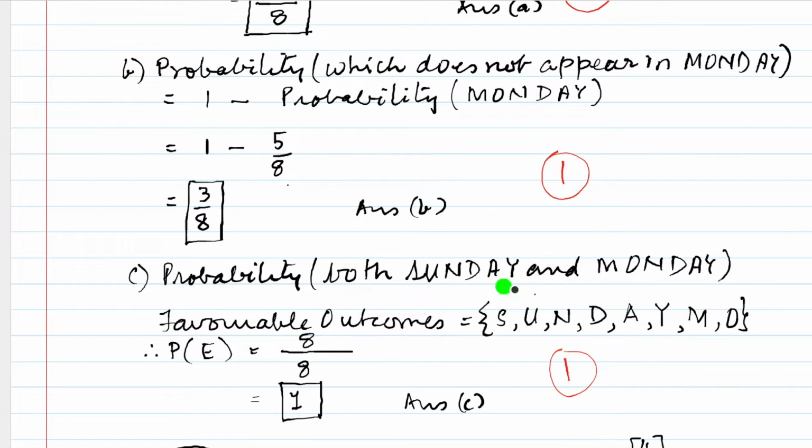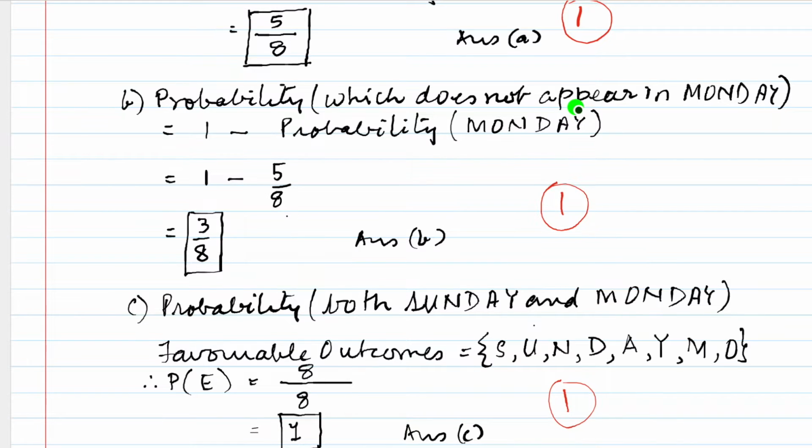C, probability of both Sunday and Monday. So the favorable outcomes, we will write Sunday, S-U-N-D-A-Y, each separated by a comma. And then M and O, because N-D-A-Y is already here. So these are the favorable outcomes. So these are all 8 and upon total that is 8 and the probability of the event is 1 and this gets your 1 mark. So that's how we get 3 marks for this question.